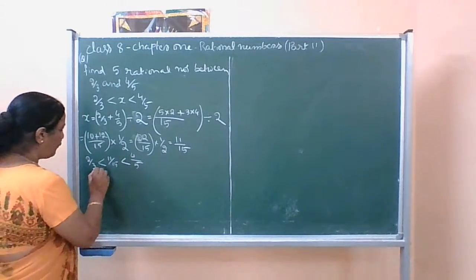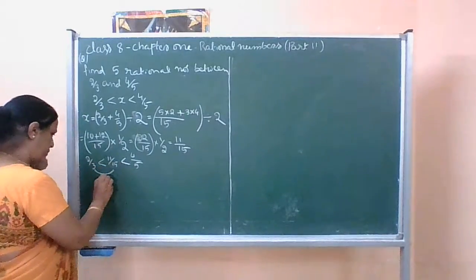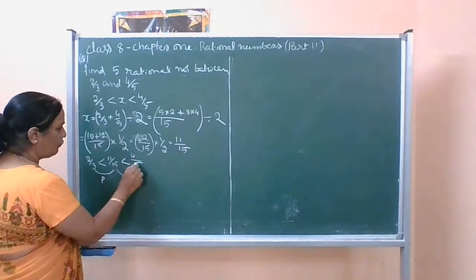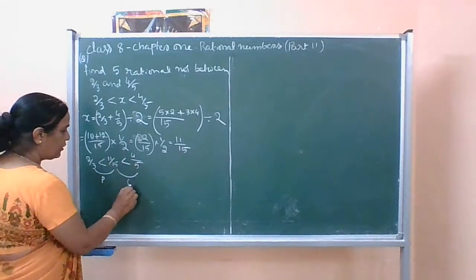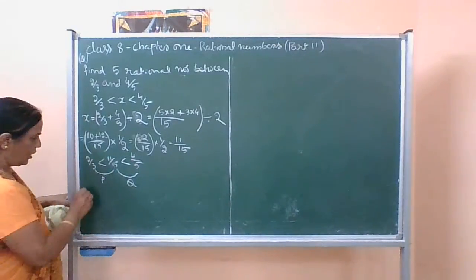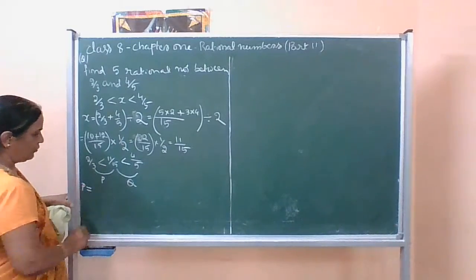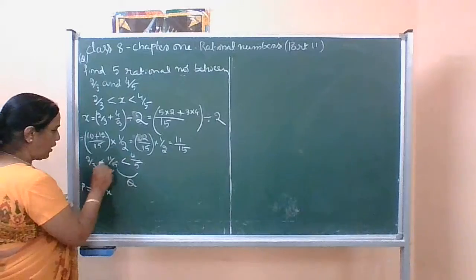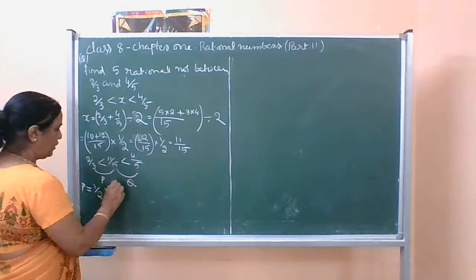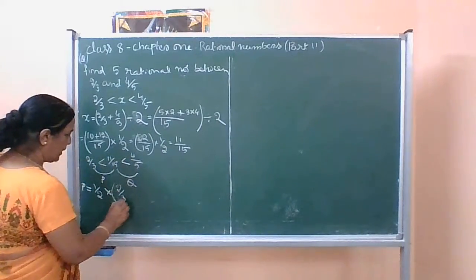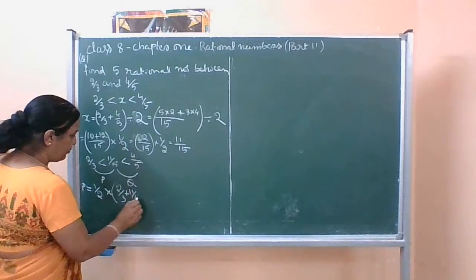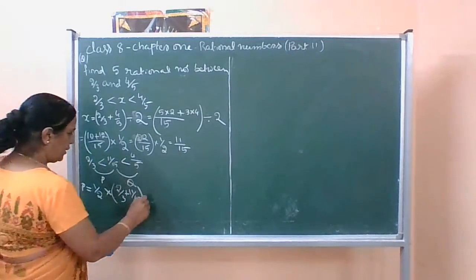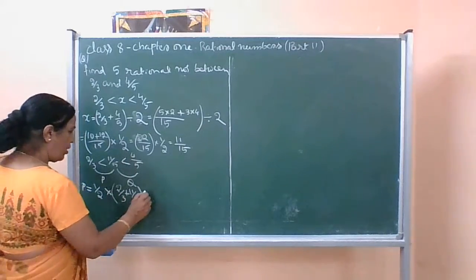Now you can find one more rational number between these two. Again, you have to find one rational number in between 2 by 3 and 11 by 15. Now P is equal to half into, you have to add these two, that is 2 by 3 plus 11 by 15. That will become what? Half into.